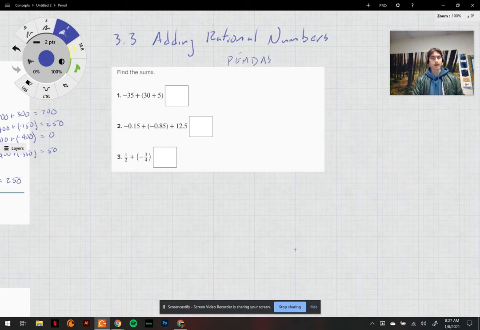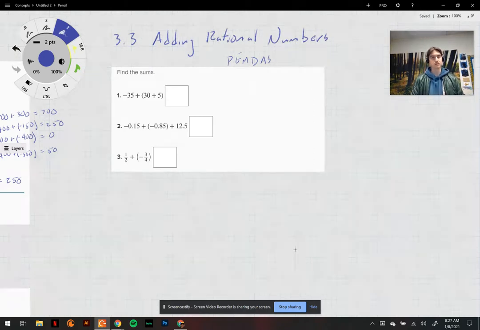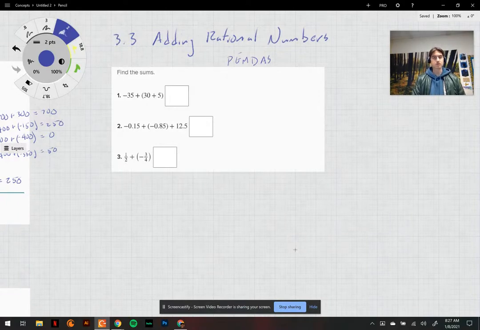So our first one, we have negative 35 plus parentheses 30 plus 5. So we have parentheses, so we need to combine these like terms first to create our new expression. So now we have negative 35 plus 35. These are opposites because one's positive, one's negative, so my answer is 0.